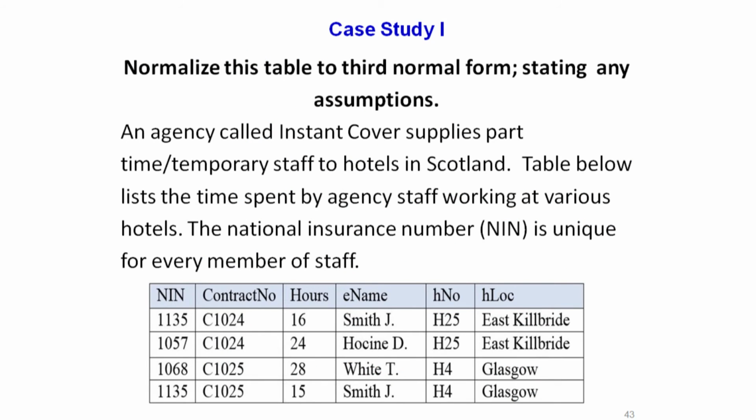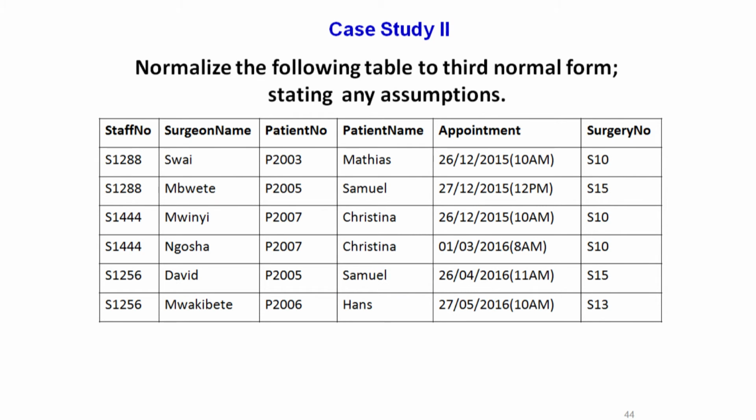There we have a case study. This is case study 1. You are given information about an agency where you have to convert this data to a third normal form. Case study 2 as well, normalize the following table to a third normal form, stating any assumptions.